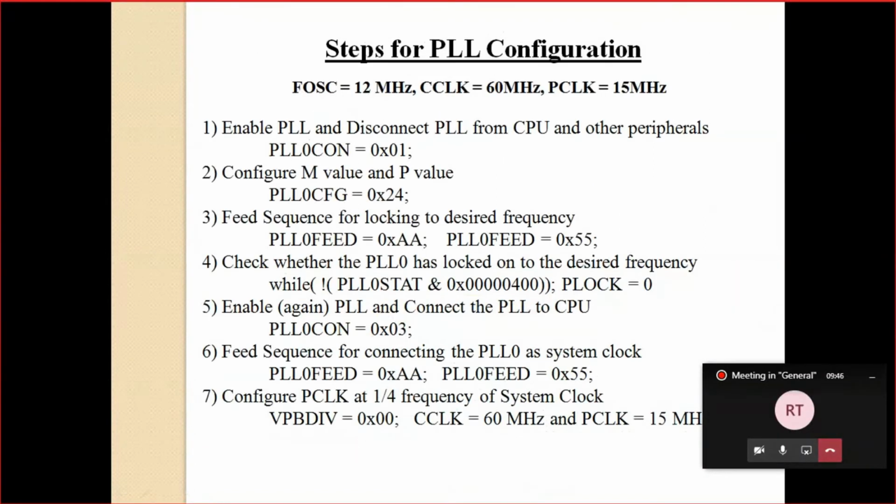So these are the steps involved for configuration of PLL. I'm going to make this configuration. F oscillator is 12 MHz, and I am connecting F oscillator 12 MHz. I need to generate C clock 60 MHz and P clock 15 MHz, which is 1/4 of C clock.